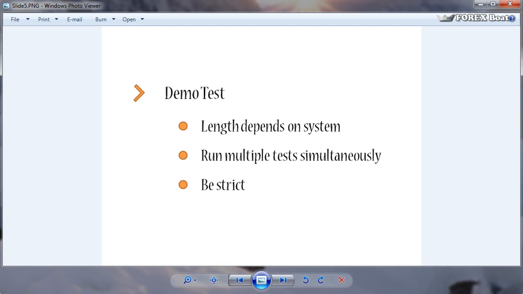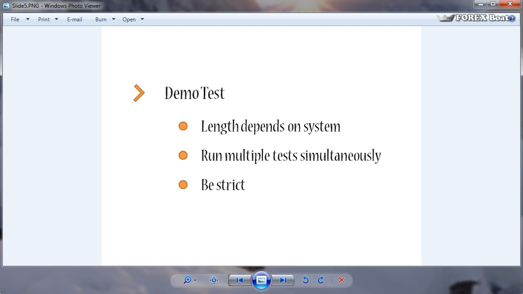So it really depends on the system, but my general advice is don't run a demo test for less than a week, because you at least want to see how your expert advisor behaves in different market conditions that occur through the daily cycle of night and day, when markets open and close, and also how it works on different days of the week, like closer to the weekend and in the midweek and so on.